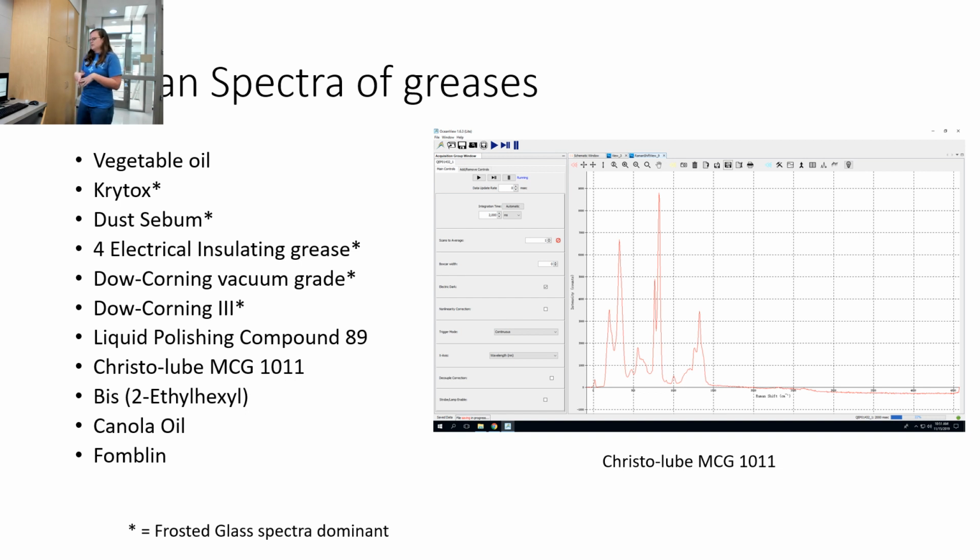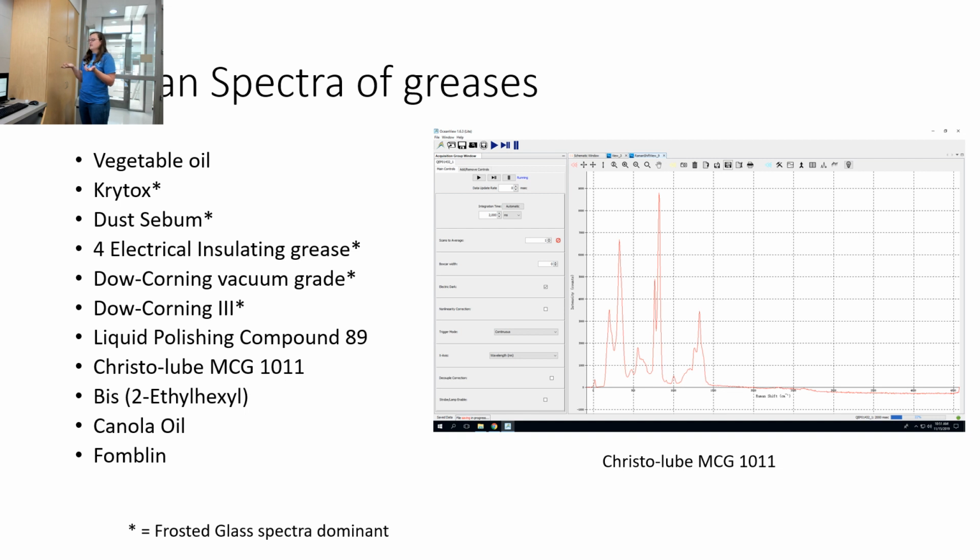So then I started experimenting with different types of backgrounds. I did aluminum foil, same problem. I did anodized aluminum, pretty much the same problem. I've also been trying to look into whether there is silica in these greases, because that would explain why the frosted glass spectrum is showing up, because it is a silica-based microscope slide. And then the bottom 5 are all liquid greases.